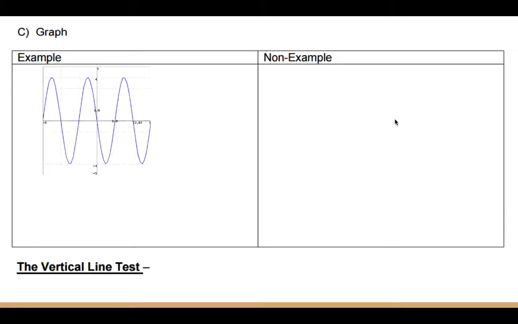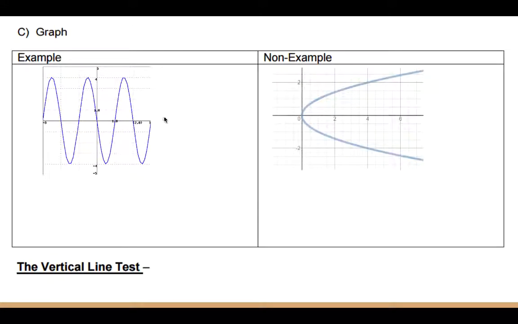In a graph, you could look at something like this. Notice that if you go to x, you know what the output is for y. So if you go to 1, you get 0. If you go to 0, you get 0. If you go to 5, you get 0. A non-example would be like this. It's kind of a parabola turned on its side. If you sub in 4, you get 2, or rather you get 2 or -2, and so you don't really know what the answer is, and that makes it not a function.